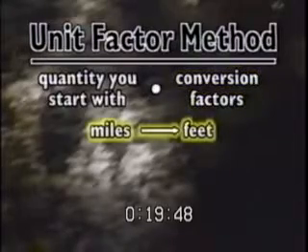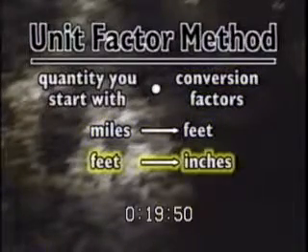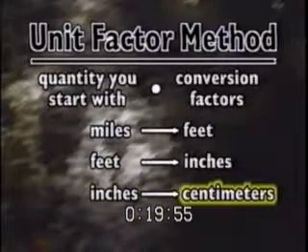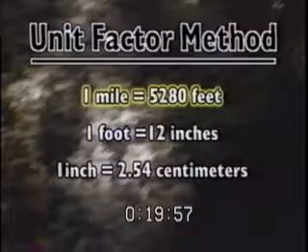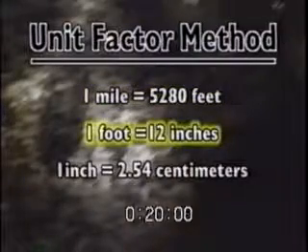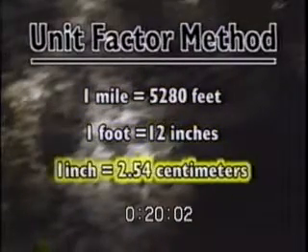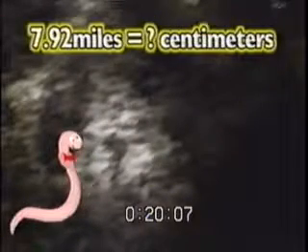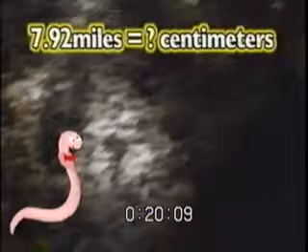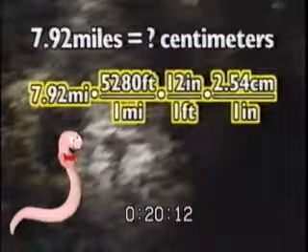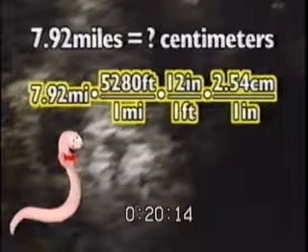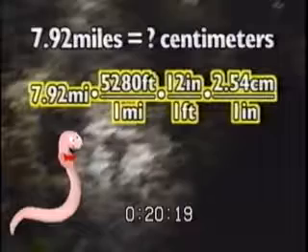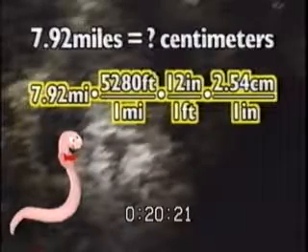In this case, convert miles to feet, feet to inches, and inches to centimeters, since centimeters is the unit you need for your answer. 1 mile equals 5,280 feet, 1 foot equals 12 inches, and 1 inch equals 2.54 centimeters. To find out how many centimeters Willie has to wiggle, we set the problem up this way. 7.92 miles times 5,280 feet over 1 mile times 12 inches over 1 foot times 2.54 centimeters over 1 inch.